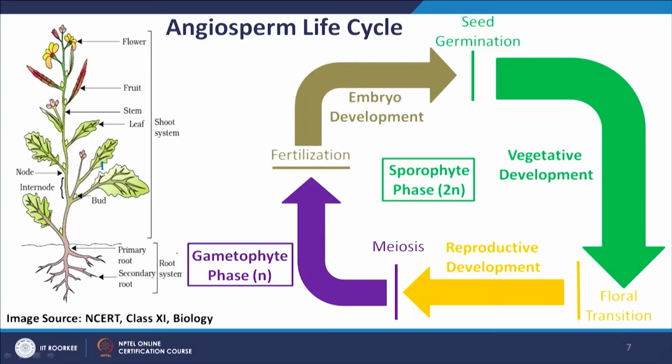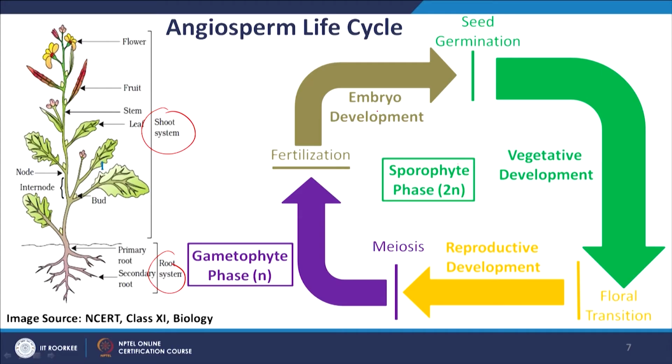Now we will discuss the developmental events during the angiosperm life cycle. Typically, an angiospermic plant has two major parts: the root system and the shoot system. As we discussed earlier, the sporophyte is the dominant phase of the angiosperm life cycle, and this entire sporophyte can be divided into three major phases: embryo development, vegetative development and reproductive development.